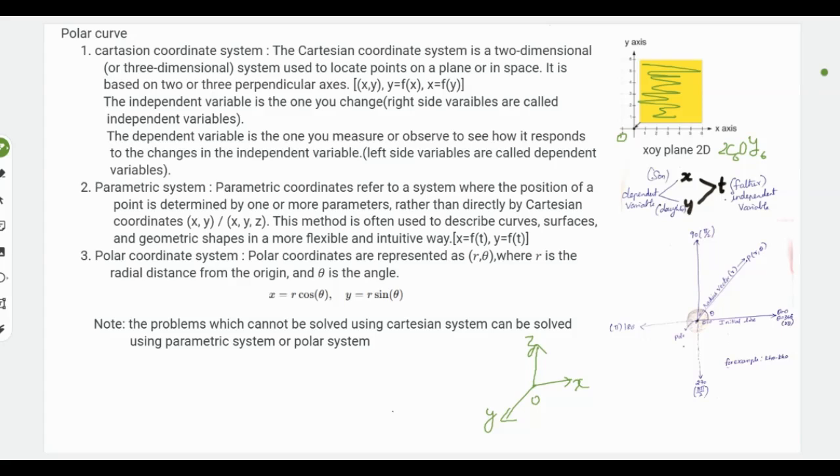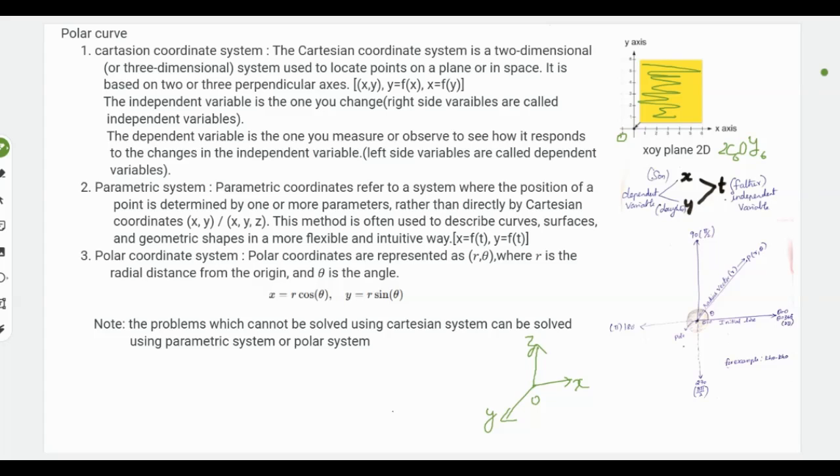It basically is nothing but the x y plane. So here it can be written as y equals f of x. Now this y is called the dependent variable, and x on the right hand side is called the independent variable. The independent variable is one which you can change, and the dependent variable will change due to the independent variable. So the dependent variable depends on the independent variable.